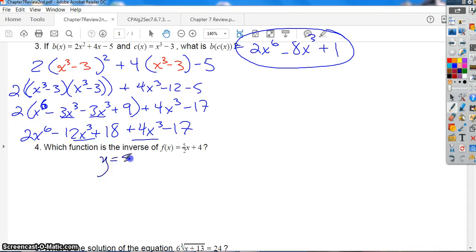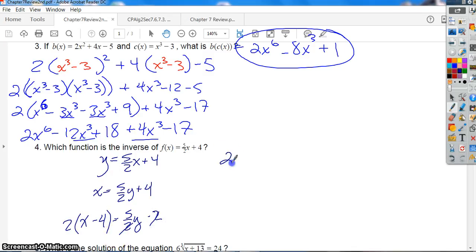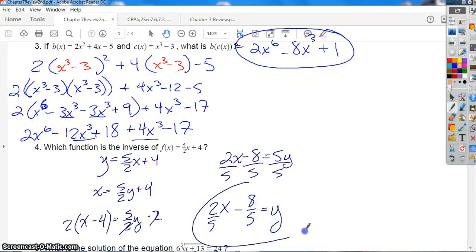All right, going down to what is the inverse of this? This is y equals 5 over 2x plus 4. So this is x equals 5 over 2y plus 4. So I'll have x minus 4 equals 5 over 2y, multiplied by 2. So I have 2x minus 8 equals 5y. And then I'm going to divide everything by 5. So this is 2 fifths x minus 8 fifths equals y. And there's my inverse.